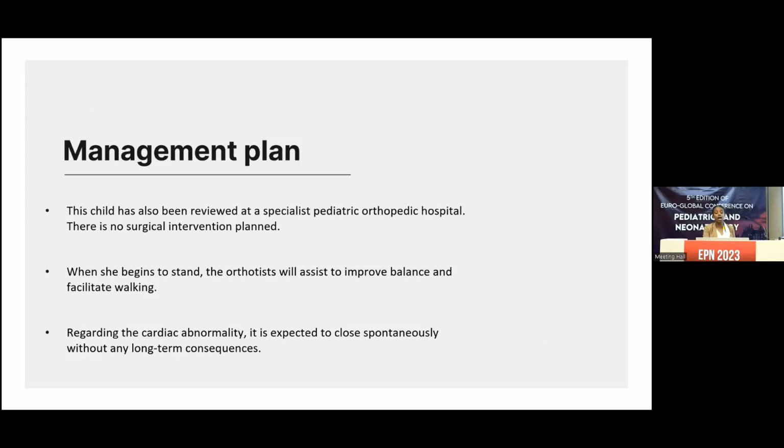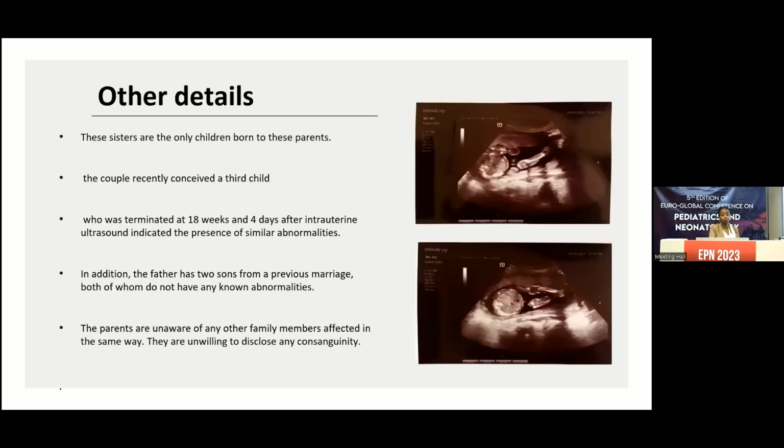This child also has been reviewed by a specialist orthopedic surgeon, and there was no surgical intervention planned. However, when she begins to stand, the orthopedic surgeon will assist to improve balance and facilitate walking. Regarding the cardiac abnormality, it's expected to close spontaneously without any long-term consequences.